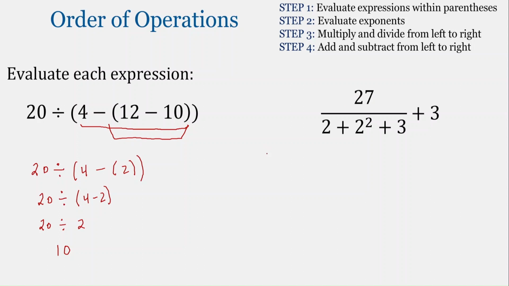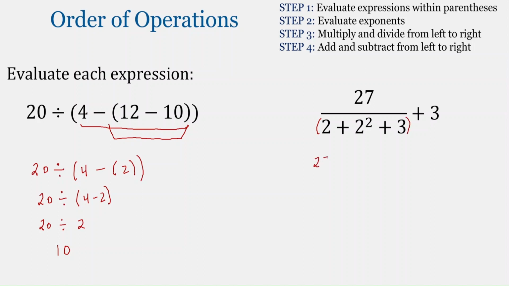For this fourth problem, it can be rewritten as 27 divided by, then we're going to put those parentheses here, 2 plus 2 squared plus 3, close those parentheses, and then add that 3 at the end. So those parentheses become key because this second plus 3 that's sitting here is not in the denominator. So we will evaluate this denominator first.